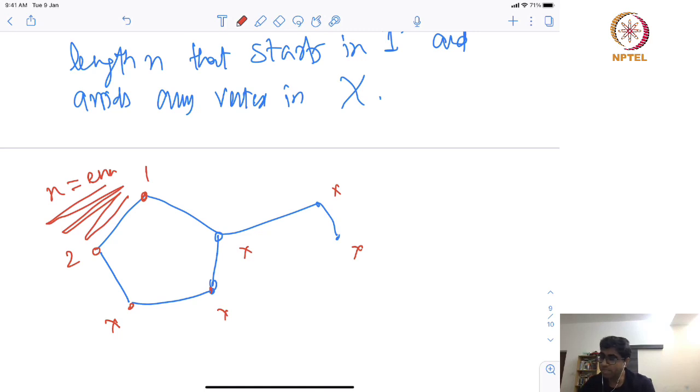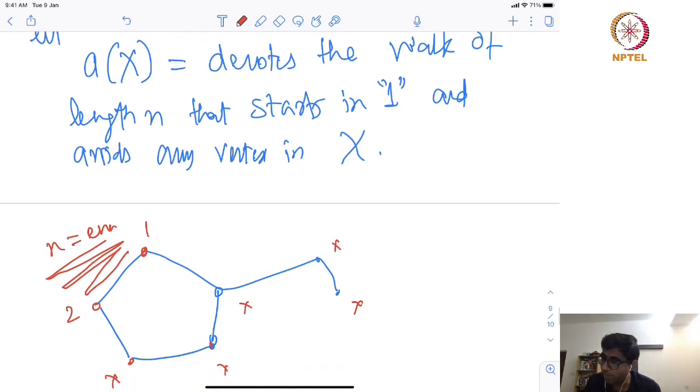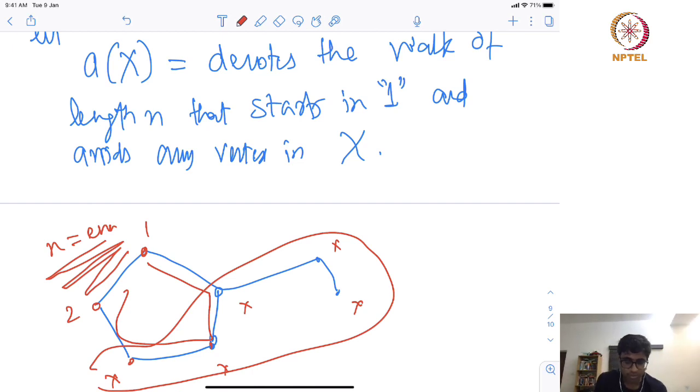So what I am saying is that I want a walk of length n, so you start from a vertex which starts at 1 and avoids any vertex in X. So I could have maybe gone like this, but that does not avoid these set of vertices. So when I say I want to have a walk of length n that avoids, it means I start from vertex 1, I take n edges, but in a continuous fashion.